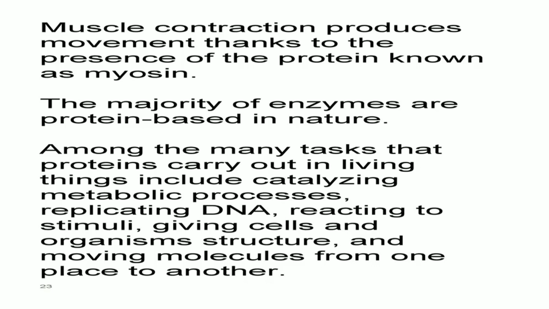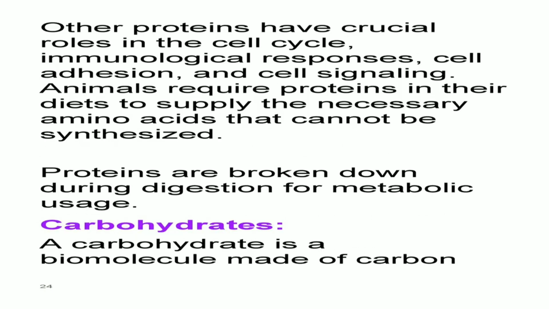Among the many tasks that proteins carry out in living things include catalyzing metabolic processes, replicating DNA, reacting to stimuli, giving cells and organisms structure, and moving molecules from one place to another. Other proteins have crucial roles in the cell cycle, immunological responses, cell adhesion, and cell signaling. Animals require proteins in their diets to supply the necessary amino acids that cannot be synthesized. Proteins are broken down during digestion for metabolic usage.